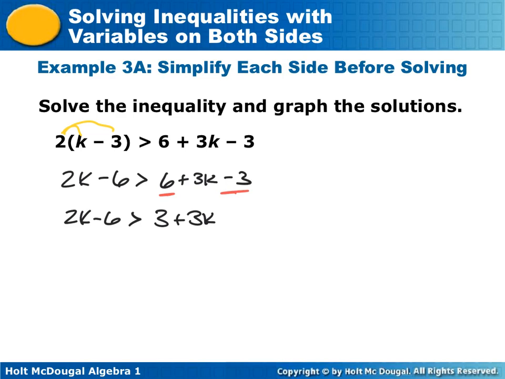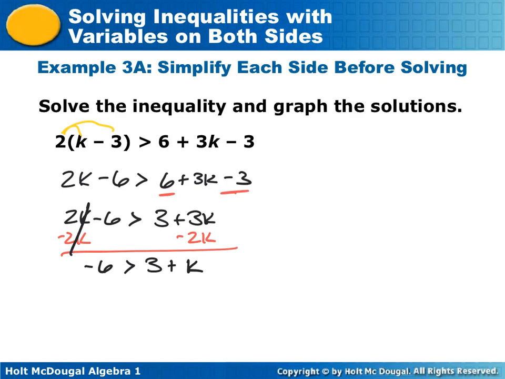Now, here's where we get to a point that something is different. I said that I always like to keep my variables positive. So I don't want to actually move this 3k. I'm going to move the 2k over here because that's something that I notice and that I like to do. You do not have to do this, but at the end it means you're going to be flipping that sign. Okay? So that means negative 6 is greater than 3 plus k.